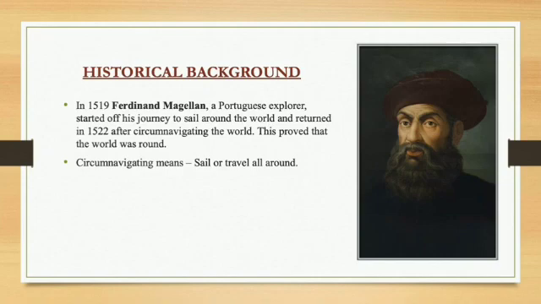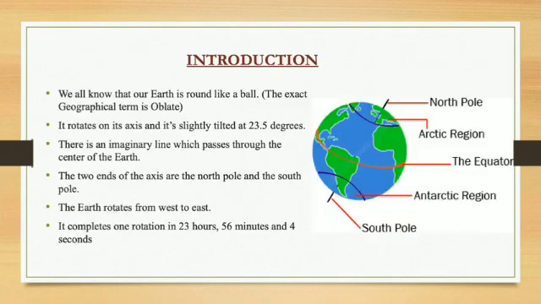So, after this incident, it was clearly proved by many geographic scientists that the shape of the earth is spherical. Means the earth is round in shape and it is spherical. Now, before starting our main topic globe, we must remember some points. We all know that earth is round like a ball. The exact geographical term is oblate.